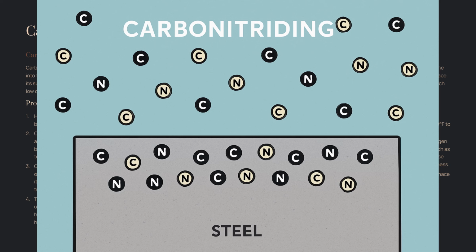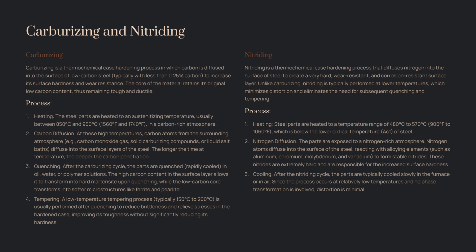Advantages of nitriding. High surface hardness: produces very high surface hardness, leading to excellent wear and abrasion resistance. Improved fatigue strength: the compressive residual stresses induced in the nitrided layer enhance fatigue resistance. Good corrosion resistance: the nitrided layer can improve corrosion resistance. Minimal distortion.